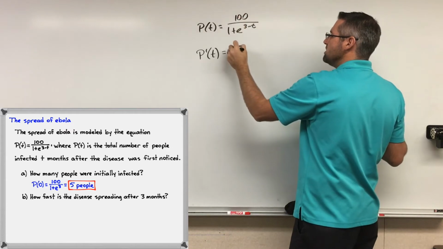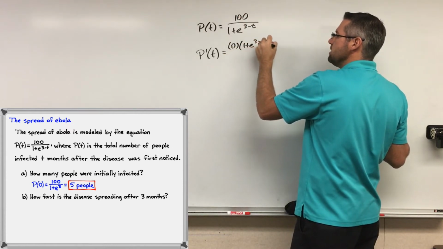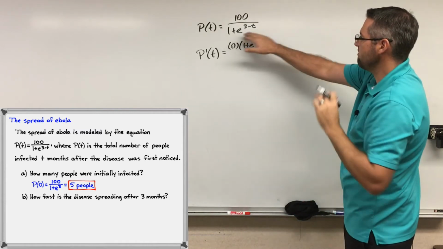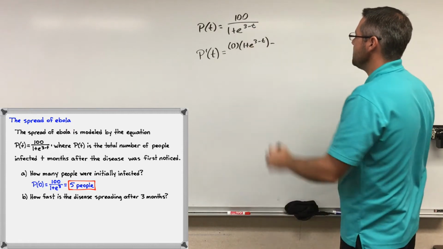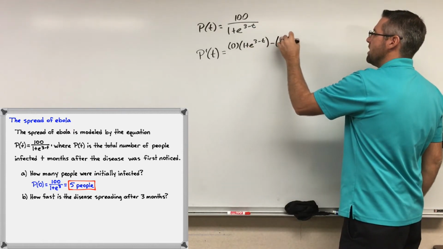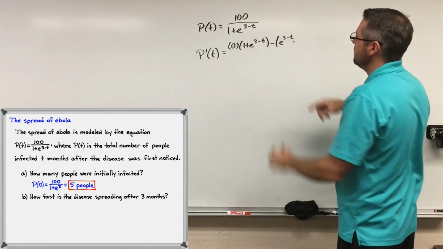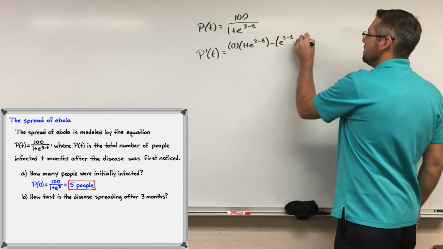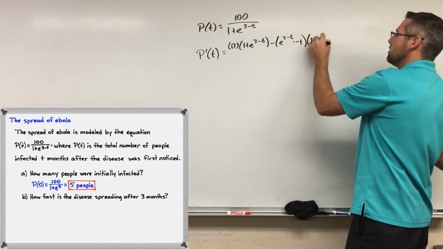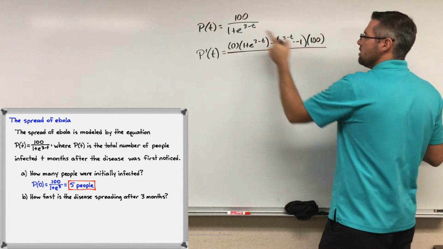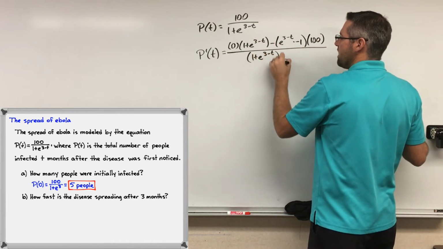The derivative of the top is 0 times the bottom, 1 plus e to the 3 minus t, minus the derivative of the bottom. Well, the derivative of 1 is 0. What's the derivative of e to the 3 minus t? That would be e to the 3 minus t, times the derivative of the exponent, which is negative 1. That's the derivative of the bottom, and then times the top, all over the bottom squared, so it's 1 plus e to the 3 minus t, all of that squared.